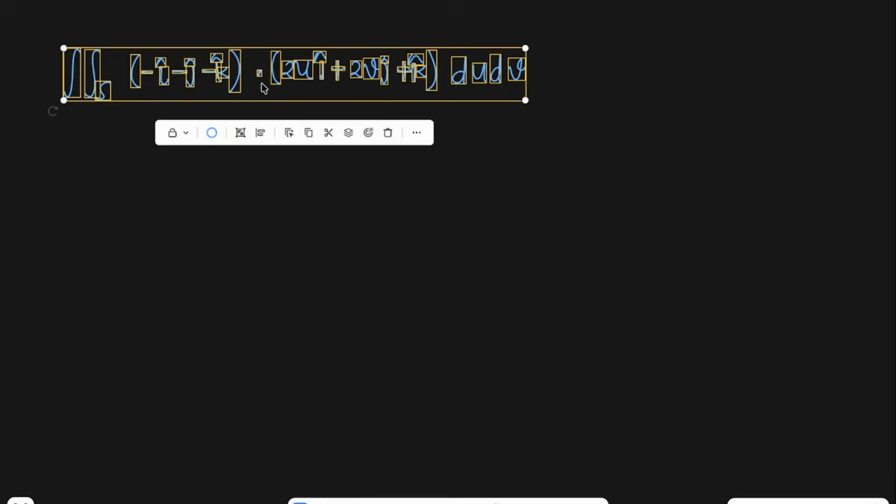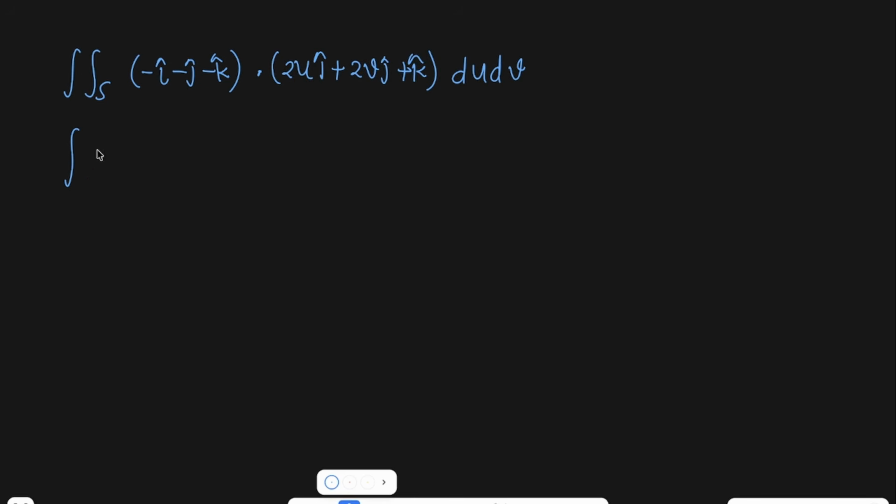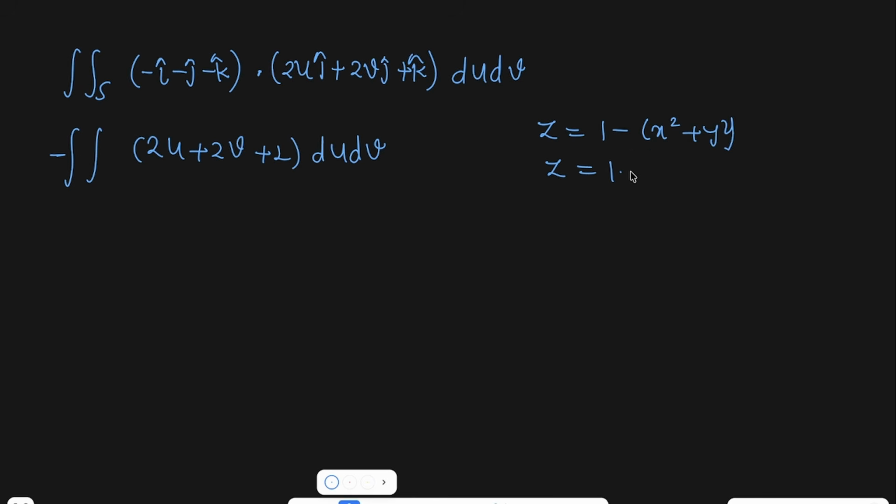Now how to solve this whole integral? So this is your whole integral. You just multiply these things, the double integral. When you multiply, this is going to be 2u plus 2v plus 1, and minus will be common. Everything will be minus, and this is du dv. Now what is your region? The region is given by the paraboloid. If it is a paraboloid, z is equal to 1 minus (x square plus y square), and it was basically z equal to 1 minus (u square plus v square), because x was u and y was v.